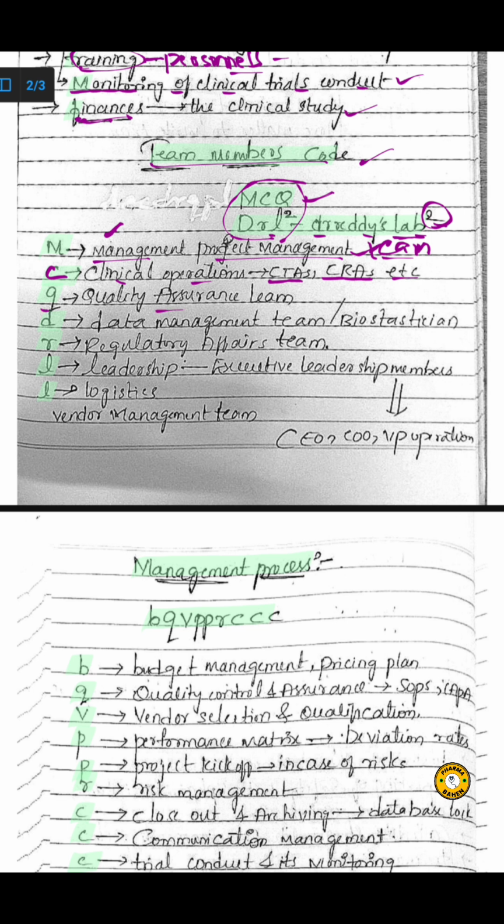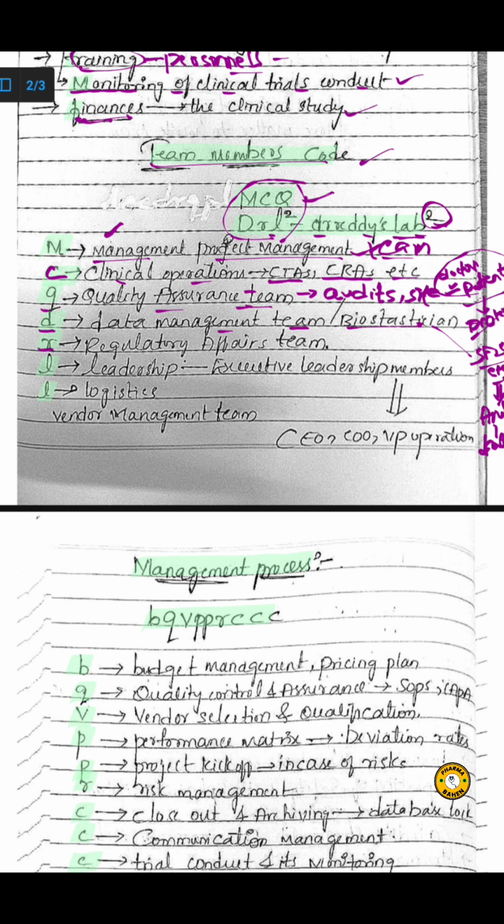Then the quality assurance team. What does this team do? They conduct audits or inspections in the CRO or at the sites. What is the site? The site is where the clinical trial investigator is present. What is the investigator? The doctors, and the patients who are taking the drugs, are present at the site. They conduct audits at the site so they know whether the protocols are being followed or not. That's it. And the D, the data management team, biostatisticians, like the SAS programmers, etc., analyze the data.